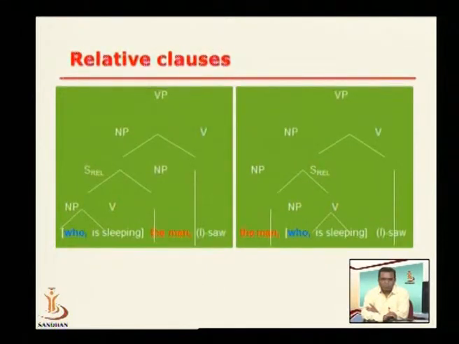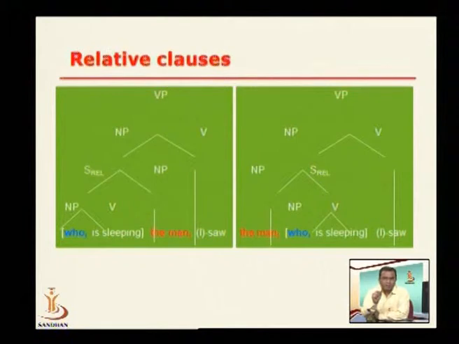Relative clause is explained here. What is a relative clause? When we speak a sentence, sometimes we add one more sentence in a given sentence. So the given sentence becomes your main clause, main sentence. And in that sentence, we take one word, and in order to say something more about that word, we create one more sentence. Look at this example. I saw the man. This is the main sentence. I saw the man.